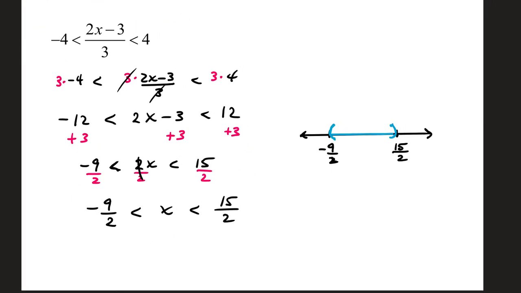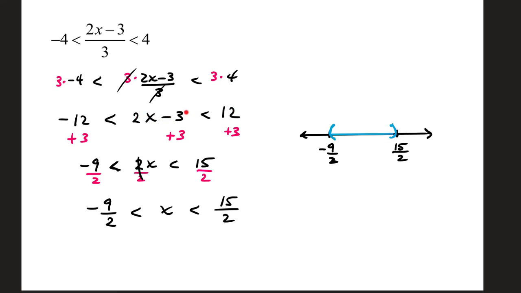And then finally, we have our last example. Negative 4 less than 2x minus 3, all divided by 3, less than 4. In order to eliminate this fraction, we multiply all the way through by 3. 3 times negative 4, that's negative 12. 3 times this fraction, the 3's will cancel, leaving the numerator, 2x minus 3. And then on the right side, 3 times 4, that's 12.